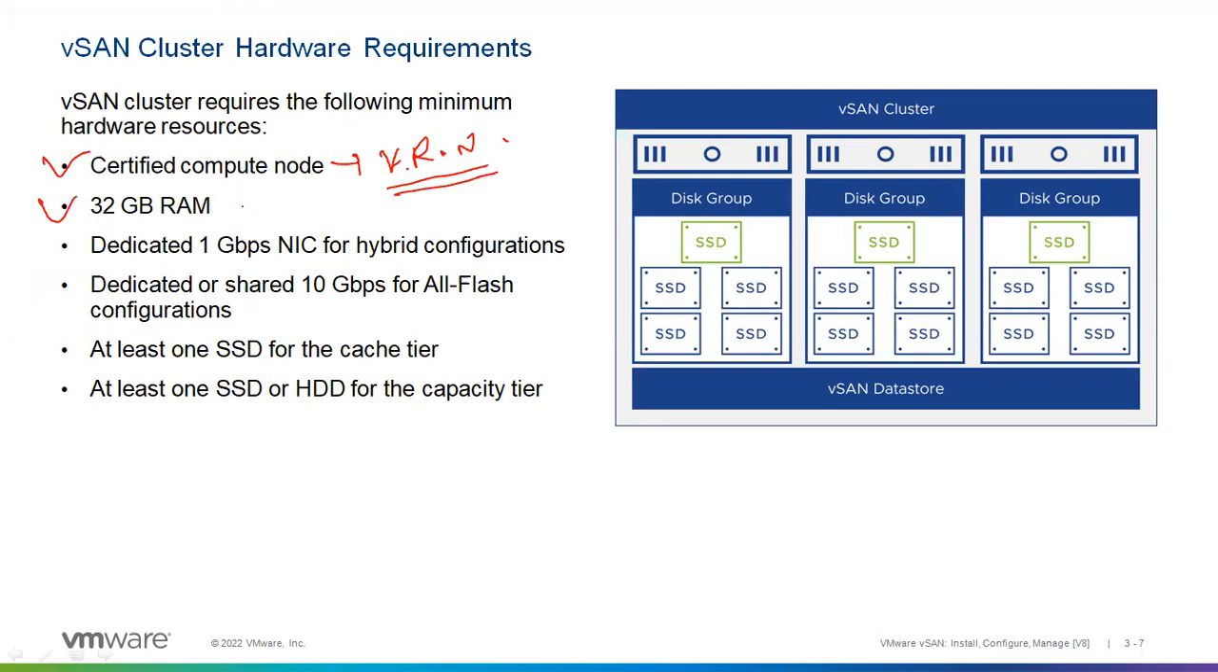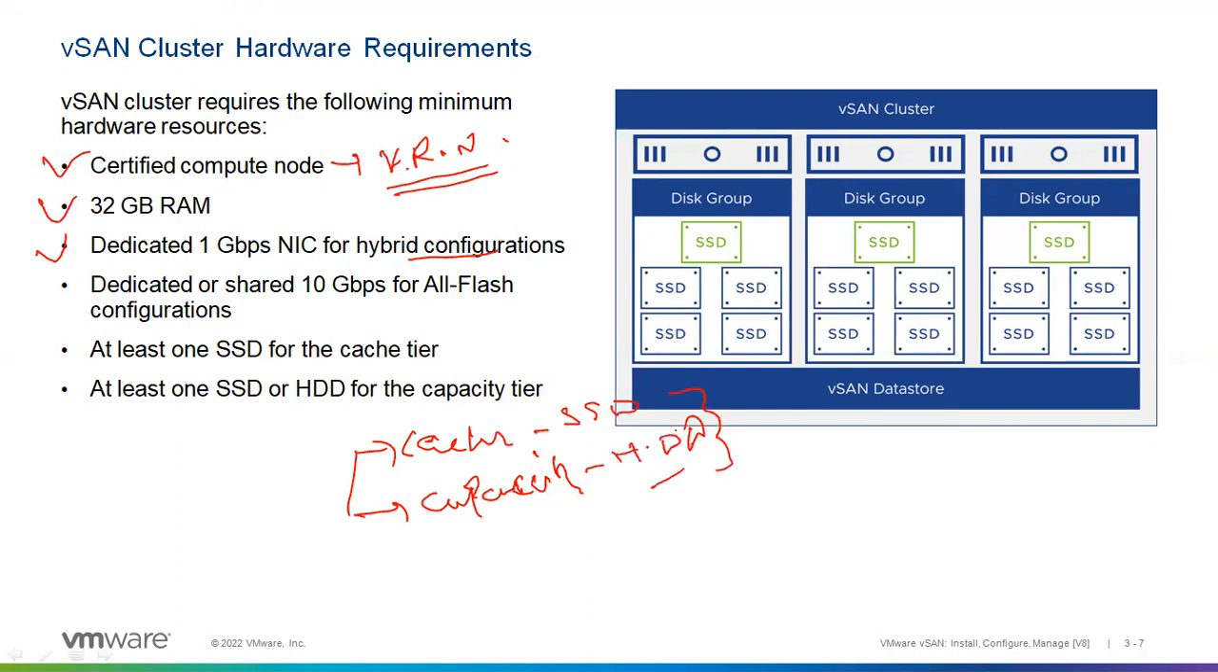The minimum requirement recommended by VMware is that each node should carry at least 32 GB of RAM and a dedicated 1 GB NIC for hybrid configuration. Hybrid configuration means my cache drive will be SSD and my capacity drive will be HDD. But nowadays nobody prefers hybrid, because SSD cost is much cheaper now, so it is better to go for all flash.